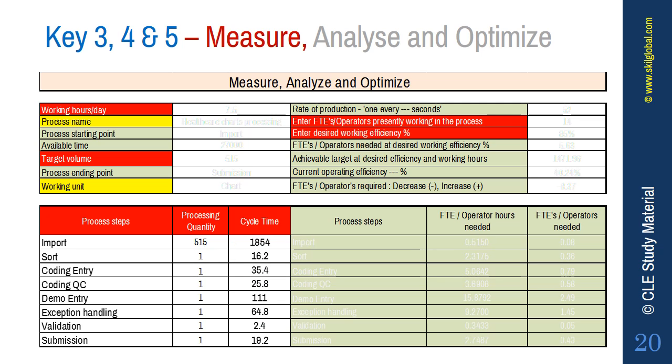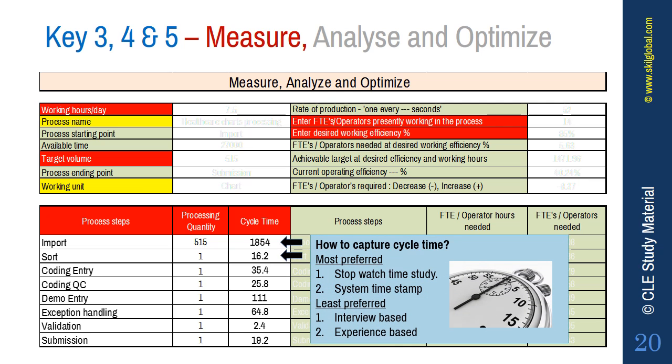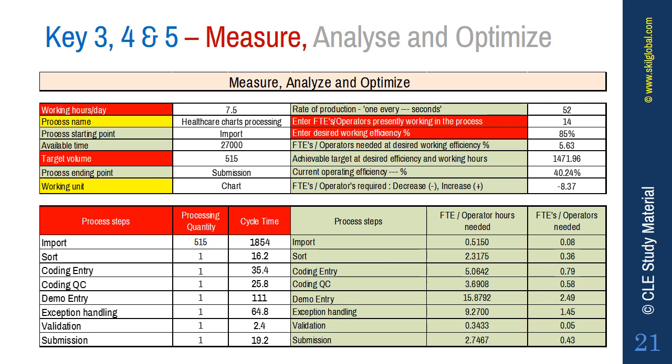For example, it takes 1854 seconds to import 515 files. Similarly it takes 16 seconds to sort, and so on. How to capture cycle time? There are most and least preferred methods. Most preferred: use a stopwatch or system timestamp. Least preferred: using interview or experience.